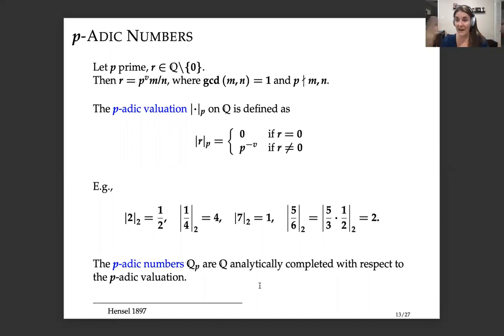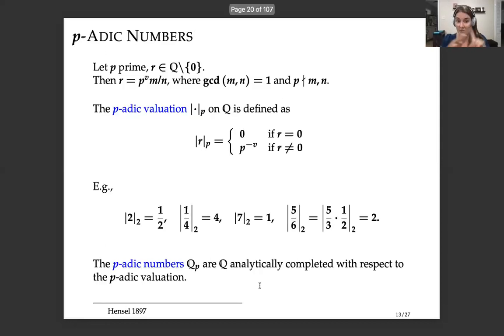And so we have this way of defining a topology, a metric, a sense of closeness on the rationals. And we just complete that analytically to get the p-adics, just like we would with the reals. And actually, up to equivalence, these p-adic valuations and the standard absolute value are the only absolute values that you can put on the rationals. This is a classical result from Ostrowski.